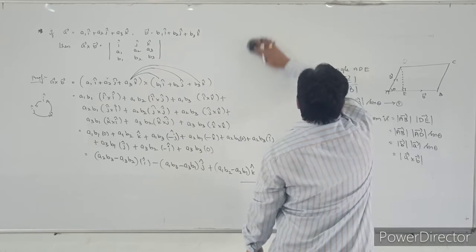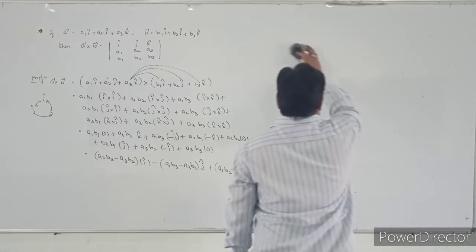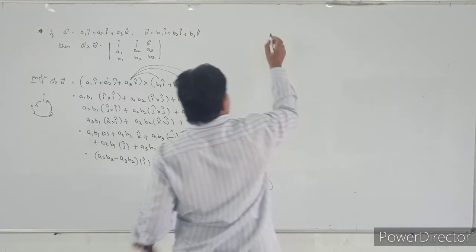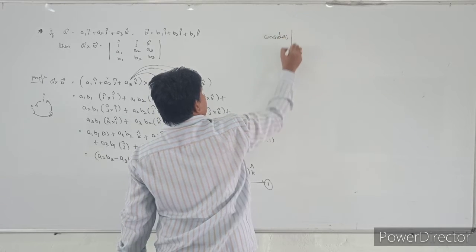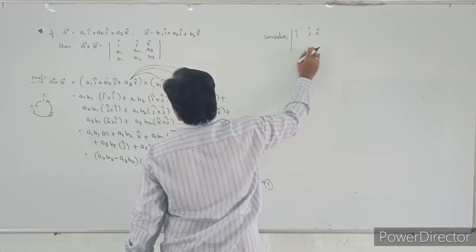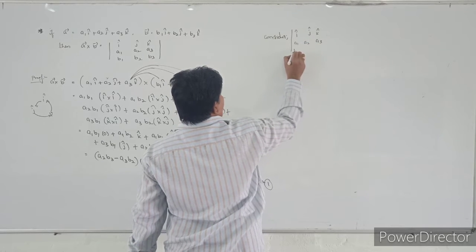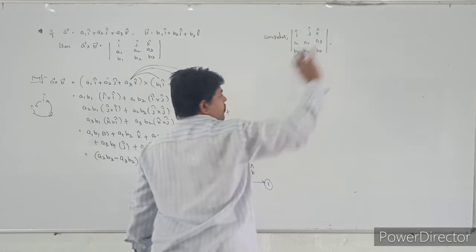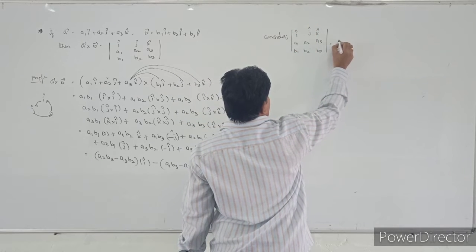So that's why I will take the determinant. I will take that determinant here. So consider the determinant of I, J and K, A1, A2, A3, B1, B2, B3. So expand the determinant. What is the first? First you have to expand the I.